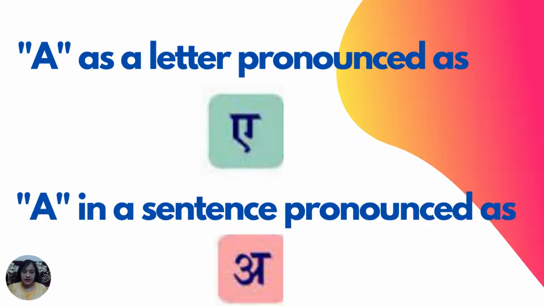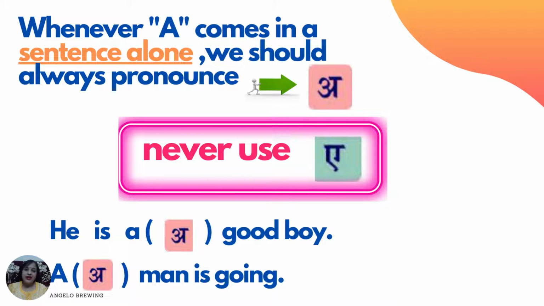A as its letter is pronounced as A. A in a sentence is pronounced as A. Whenever A comes in a sentence alone, we should always pronounce it as A. Never use A. Let's see some examples. He is a good boy. Here you can see A is alone, so we will pronounce it as A.